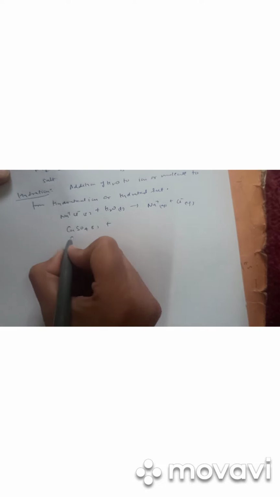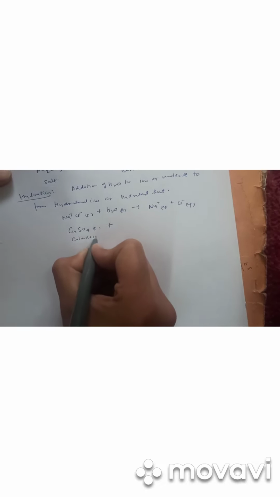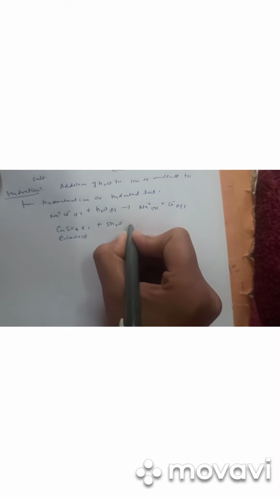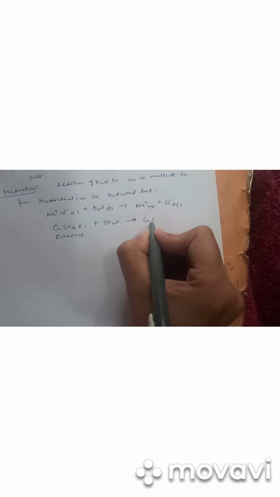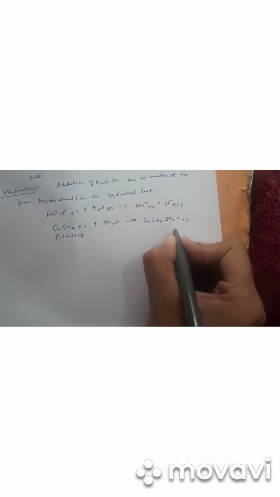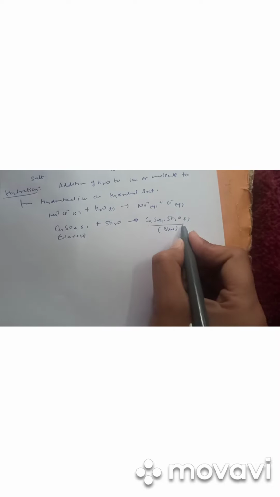Copper sulfate, which is white in color, when it reacts with 5 molecules of water, forms hydrated copper sulfate. So its color becomes blue. So this is a hydrated salt, and this is the hydrated ion.